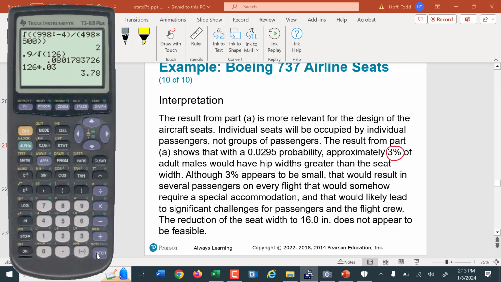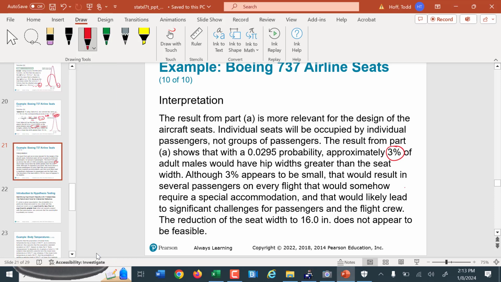And of course, that could cause some issues loading the airplane and challenges where there'd have to be some sort of adjustments made, moving them next to someone smaller or moving them into finding a larger seat somewhere on the plane. So the probability of an individual being bigger than 16 inches is probably the more important probability here. And even though it's only 3%, it's significant enough to say maybe we don't want to reduce the seat.